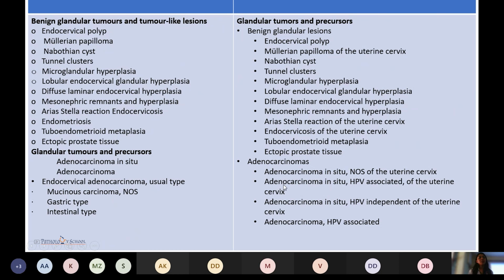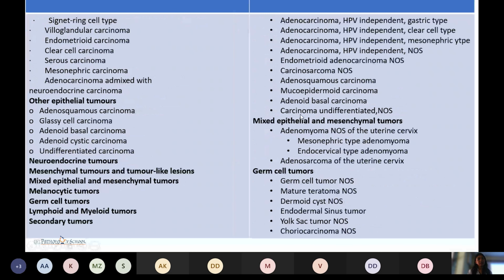Now, the adenocarcinomas, again, in the WHO 2014, were classified according to the histomorphological types, whereas in WHO 2020, they are classified according to the HPV-associated status. The other epithelial tumors are again included in the glandular lesions, and lesions like neuroendocrine tumors, mesenchymal tumors, melanocytic tumors, and lymphoid myeloid tumors have been dealt with at the end of WHO.